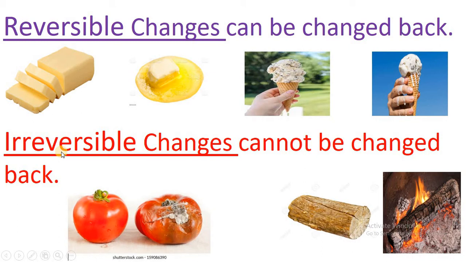Irreversible changes cannot be changed back. Okay. What about this rotten tomato? Can we change it back to be like this again? Of course no. So this is irreversible changes, okay? What about the burnt wood? Can we change it back to be like this again? Of course no. So these changes are not reversible.